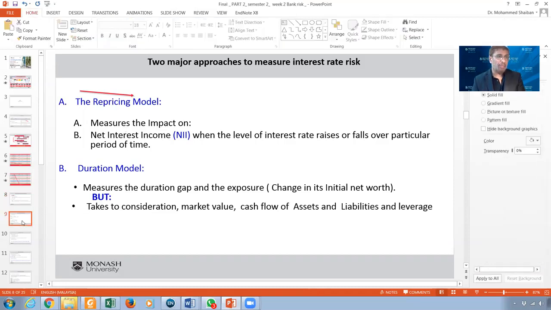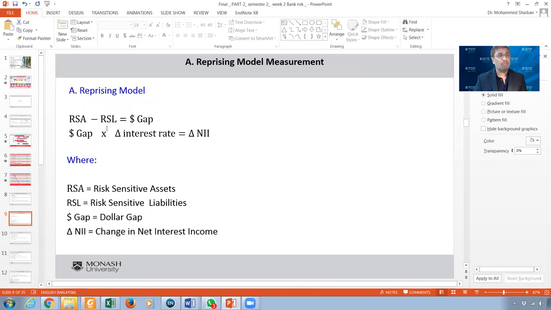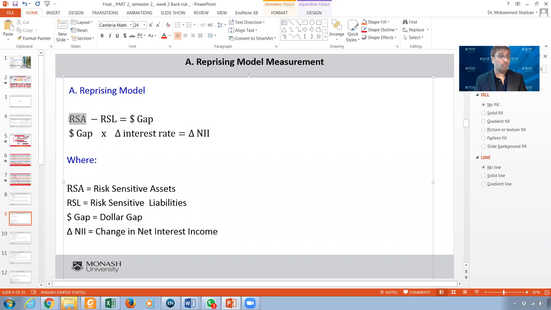So let's look at the repricing model. In the repricing model, we have to introduce ourselves to one issue called risk-sensitive assets and another issue called risk-sensitive liabilities. And we get what we call the dollar gap. When we get the dollar gap, we multiply that dollar gap times the change in the interest rate. Then this is what we will get: the change in the net interest income.